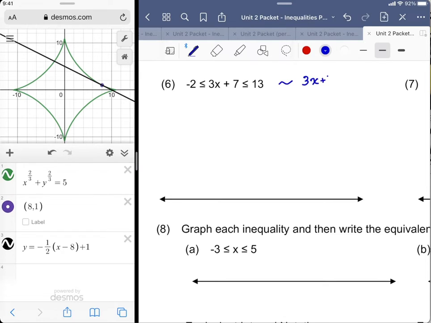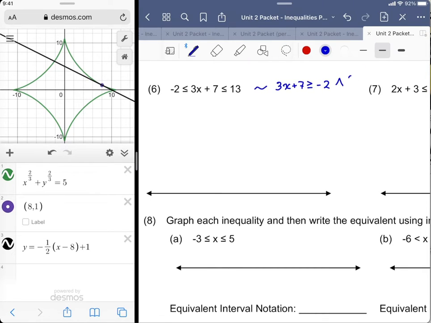3x plus 7 is greater than or equal to -2, and 3x plus 7 is less than or equal to 13. All right, those are equivalent expressions to the original.